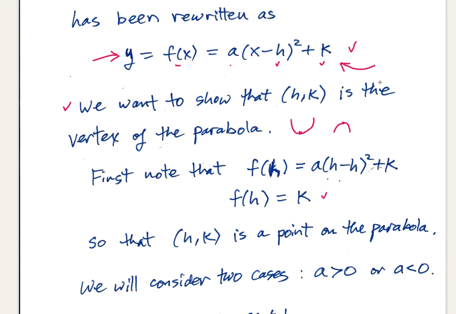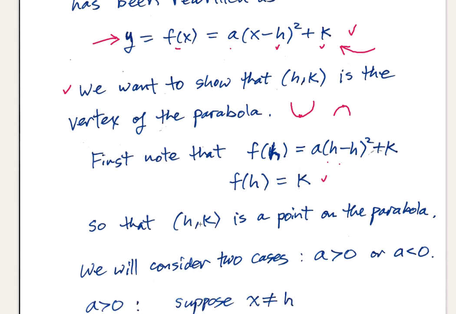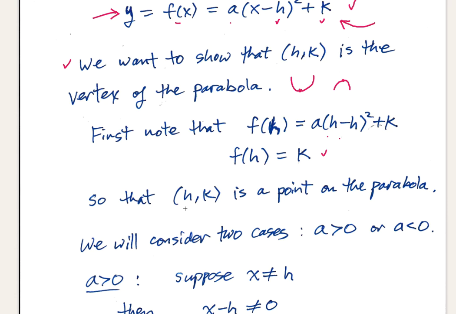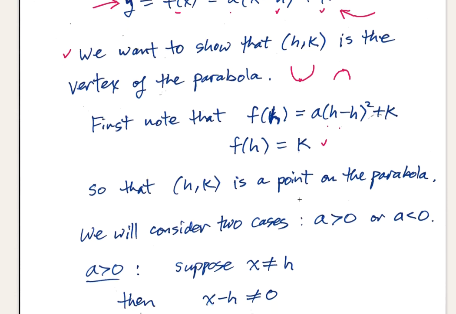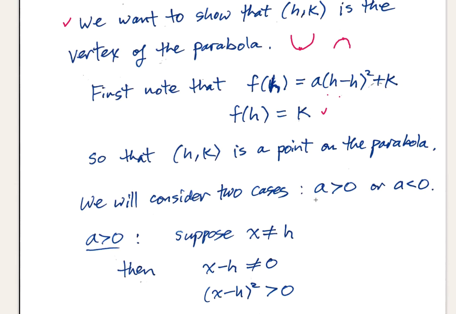So the first thing I did was show that (h, k) is actually a point on the parabola. That's a step in that direction, but we never showed that it's the high or low point with respect to y on the parabola, but we're going to do that now. Anyway, (h, k) is a point on the parabola. I'm going to consider two cases here. The case where the parabola is smiling, going upwards, which is where a is greater than 0, you remember, or the case where it's frowning, and that's where a is less than 0.